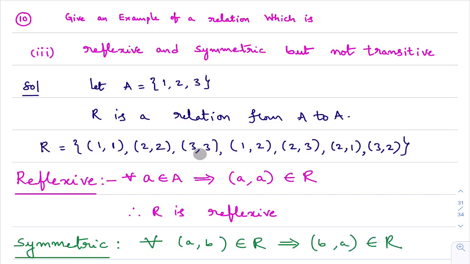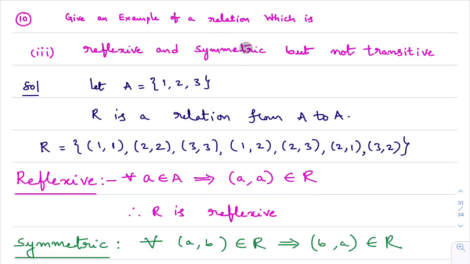I am not giving an example. For any a belongs to A, ordered pair (a, a) belongs to R. Or else you can write it like this also: for any x belongs to A, ordered pair (x, x) belongs to the relation. It's your choice, right? So the reflexive property is satisfied by this relation. Therefore, this relation is a reflexive relation.